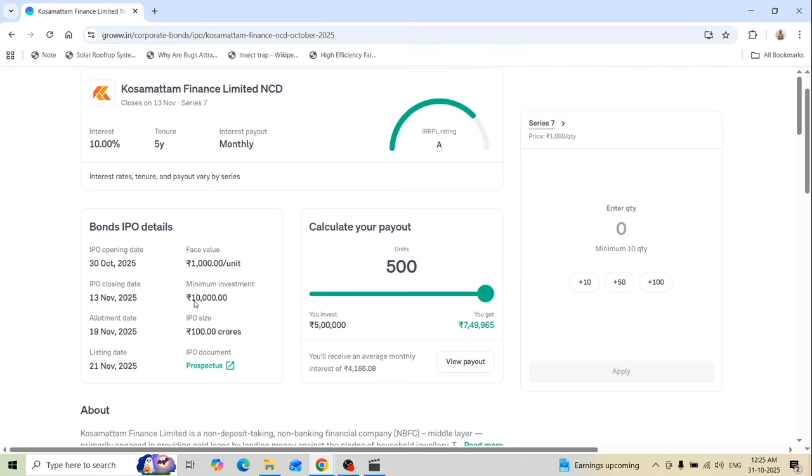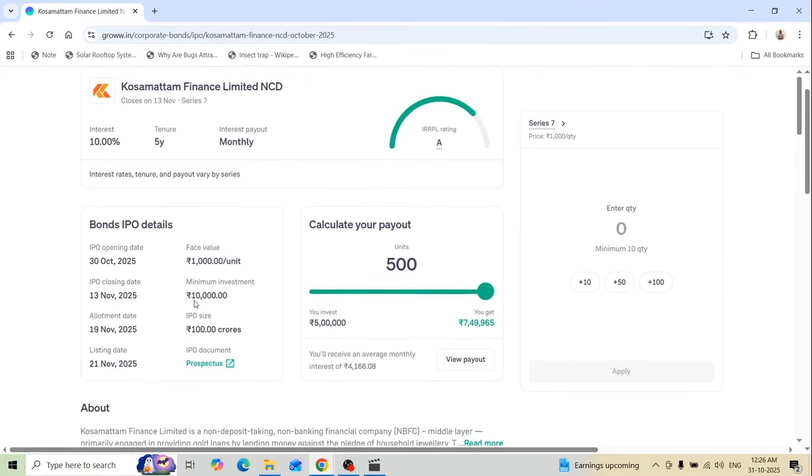The bond opened on 30th October and the closing date is 13th November. The allotment date is 19th November. The listing date is 21st November. Whoever is applying, it's not mandatory that the bond will be issued to you. It depends on the demand of the people applying for the bond. Some amount of units will be issued based on the demand. So if the bond is issued to you, then on the allotment date it will be deposited in your demat account.